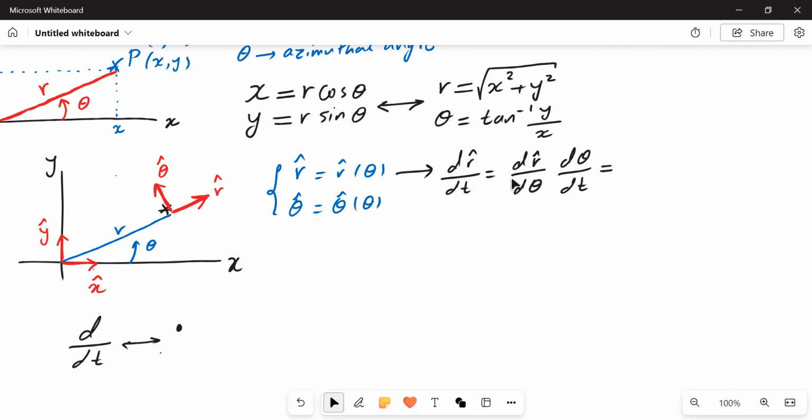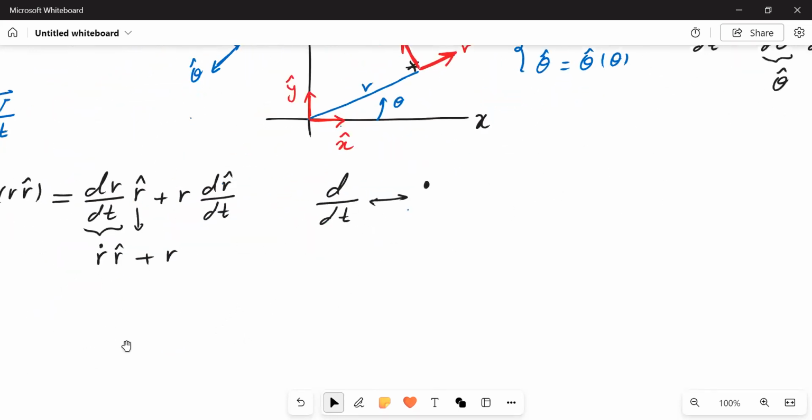Now, how r hat changes based on theta, we can easily show, and I'm going to do that in a future video, that the changes of r hat with respect to theta would be in the direction of theta hat. So dr hat d theta is nothing but theta hat. And d theta dt is just theta dot according to our notation. So this would be theta dot theta hat. So I can take this dr hat dt and write it as theta dot theta hat.